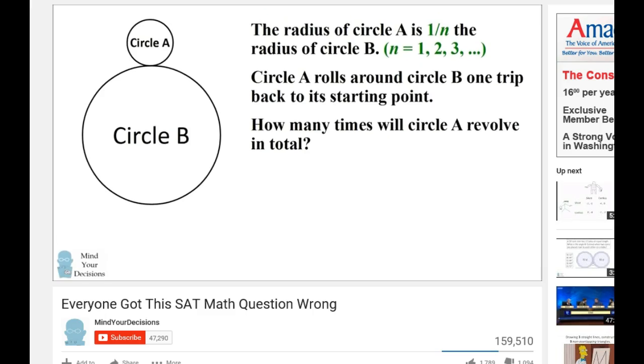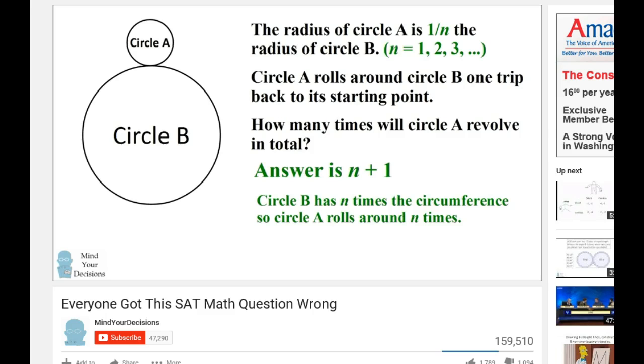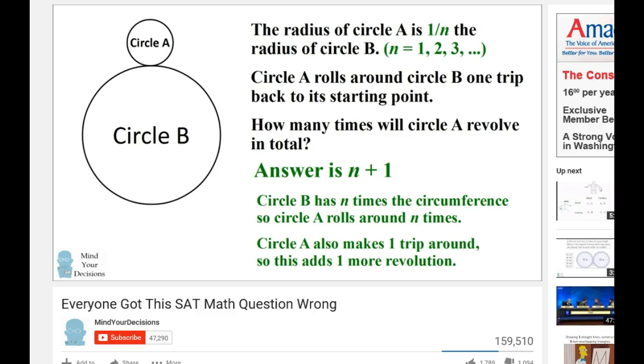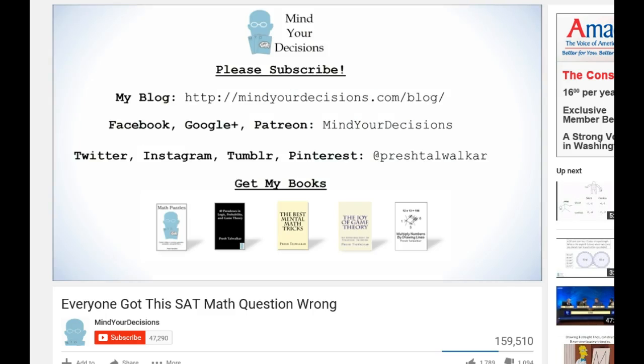So we can solve this problem, and we'll see the correct answer is that circle A will roll around n plus 1 times. The reason is that circle B has n times the circumference, and that'll account for n times that circle A revolves around itself. But then we will also get 1 more revolution because circle A is also revolving around the center of circle B. So the correct answer is n plus 1. It's a pretty interesting problem.